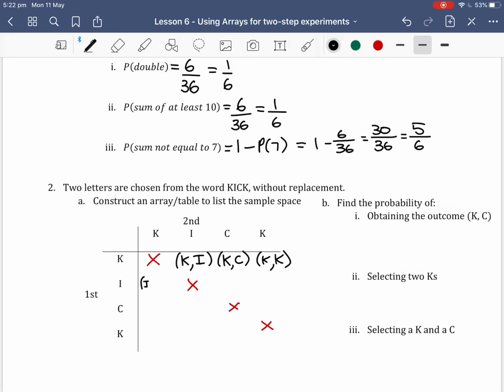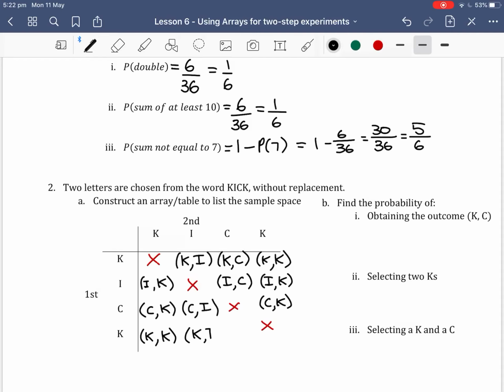Then we could have our first to be an I, our second to be a K, our first to be an I, our second to be a C, our first to be an I, our second to be a K. We could have our first to be a C, our second to be a K, our first to be a C, our second to be an I, our first to be a C, our second to be a K, and we could have our first to be a K, our second to be a K. We could have our first to be a K, our second to be an I, and our first to be a K and our second to be a C.